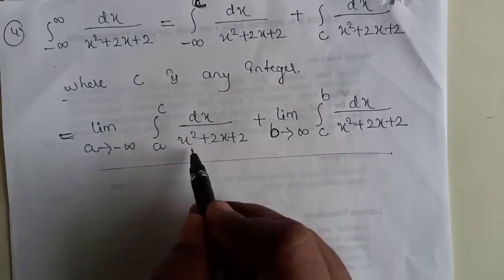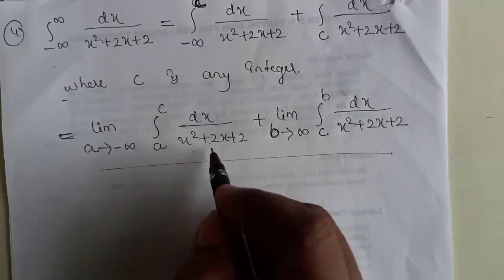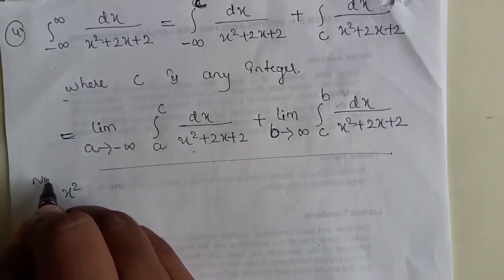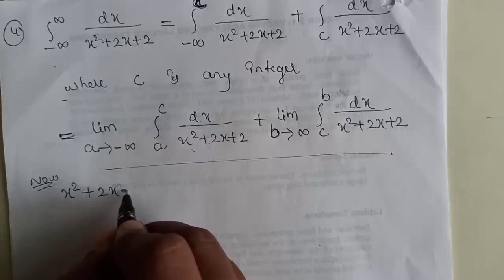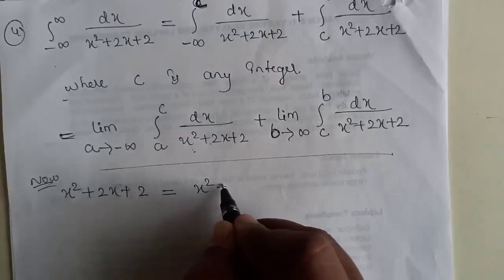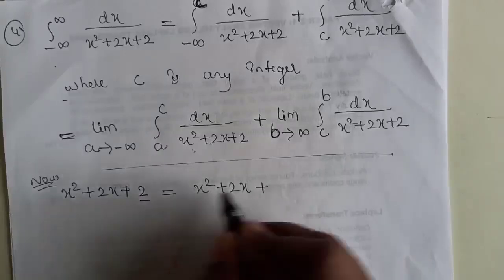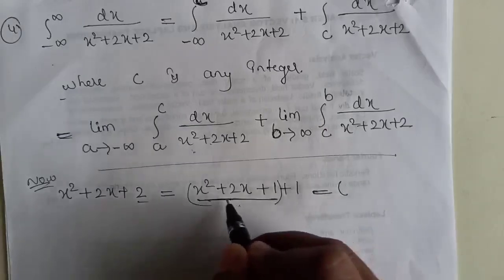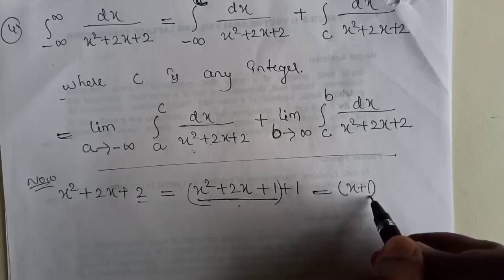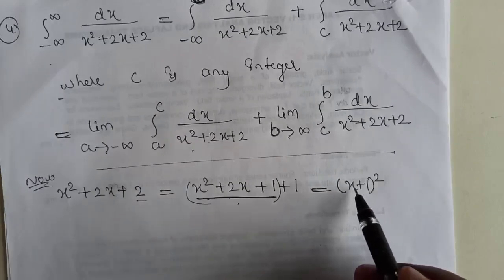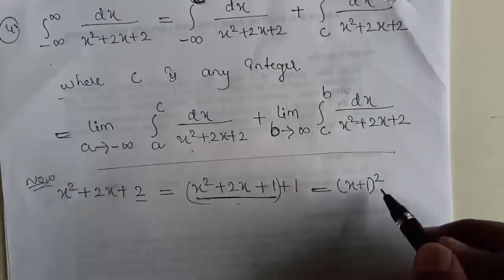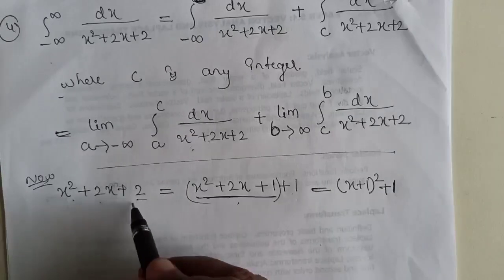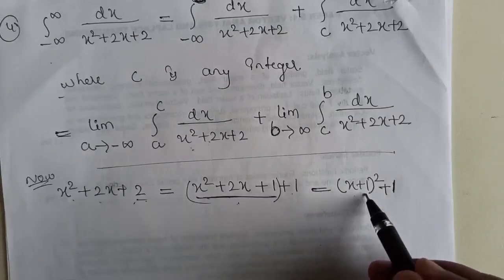Therefore now we evaluate this integral. We change this denominator: x square plus 2x plus 2 can be written as x square plus 2x plus 1 plus 1. This term can be written as x plus 1 whole square, you can see this is the x plus 1 whole square formula, plus 1 as it is. So in the place of x square plus 2x plus 2 we can write x plus 1 whole square plus 1.